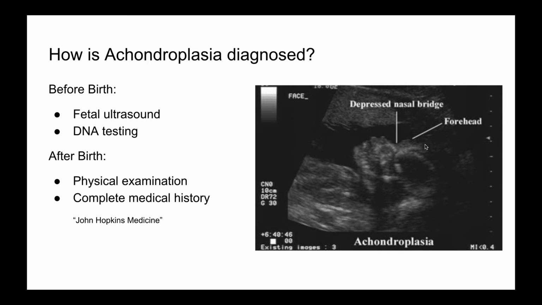Another way of before birth diagnosis is DNA testing. DNA testing helps confirm fetal ultrasounds. One after birth diagnosis is physical examination. Physical examination can be just looking at certain things and symptoms that could lead to achondroplasia. Another thing would be looking at their complete medical history. For this slide, I used Johns Hopkins Medicine to gather information.